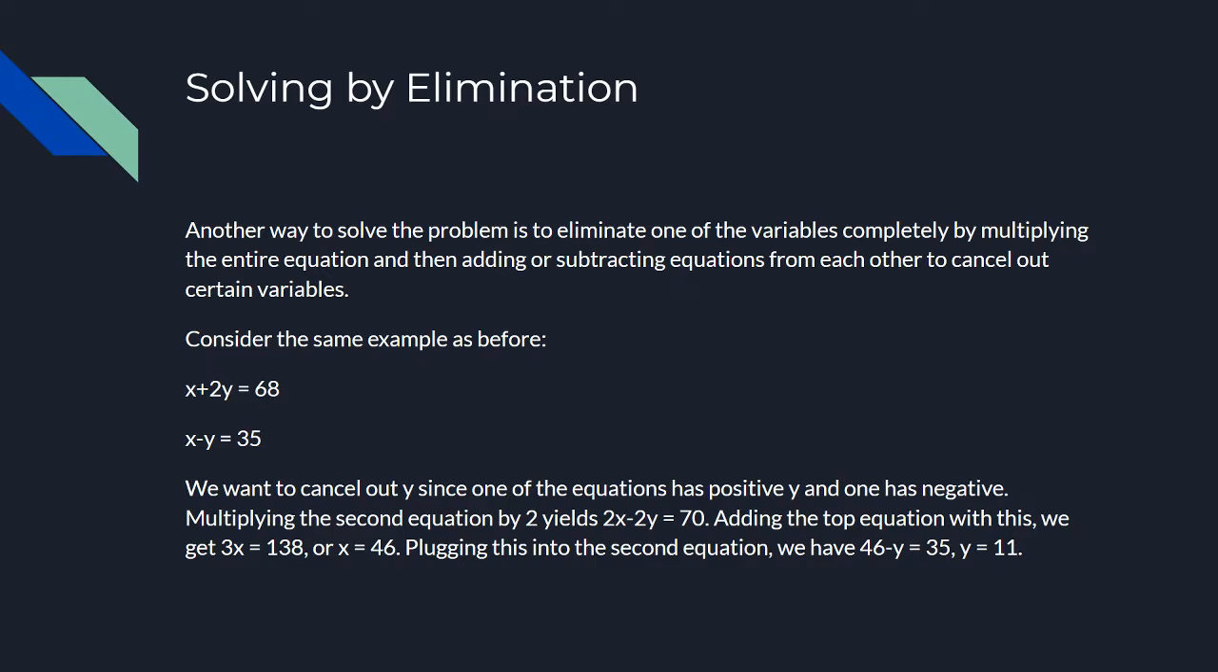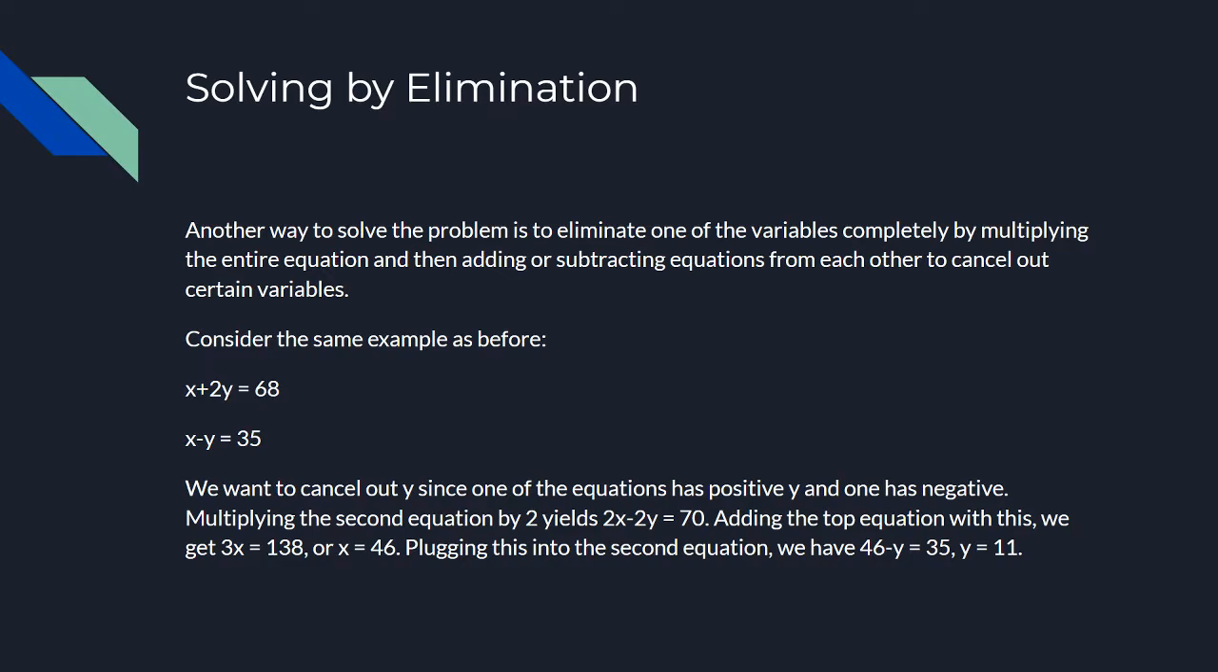If we multiply the second equation by 2, we get 2x minus 2y is 70. And then if we add the top equation, we have x plus 2y plus 2x minus 2y is equal to 3x. And that's going to also equal 70 plus 68, which is just 138. So we got 3x equals 138, or x equals 46. And if we plug this into the second equation, we have 46 minus y equals 35, and y equals 11. So that's another way to solve.